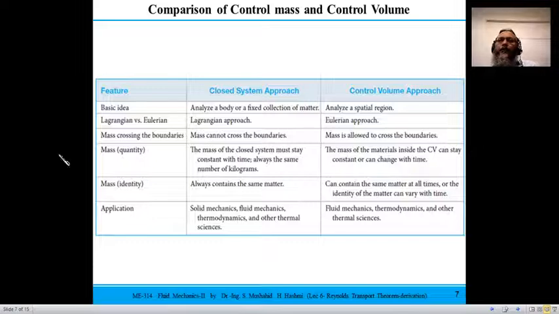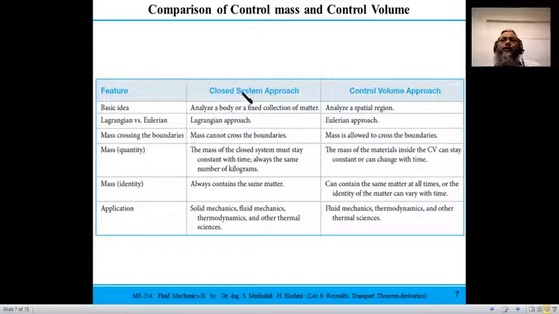I mean these two approaches, control mass approach, which is a closed system approach, and control volume approach, have some differences. For example, the basic idea is that in a closed system we are only focusing on the fixed entity of matter, so the matter is no more changing. In control volume we are not talking about this mass, but we are talking about a space or a region or a volume. So something can come into the volume, something can leave the volume.